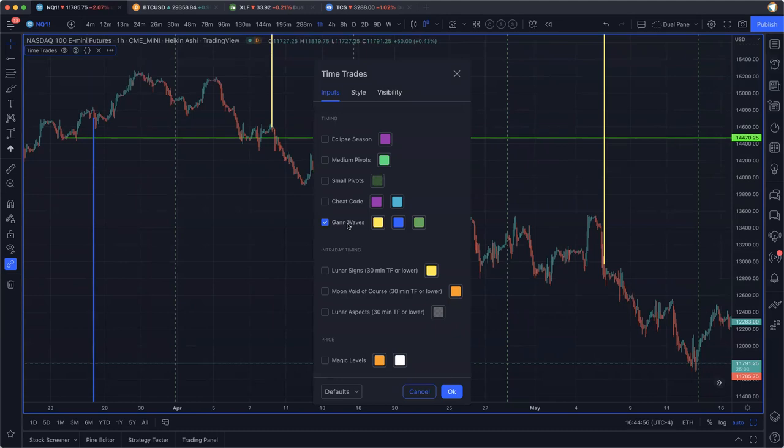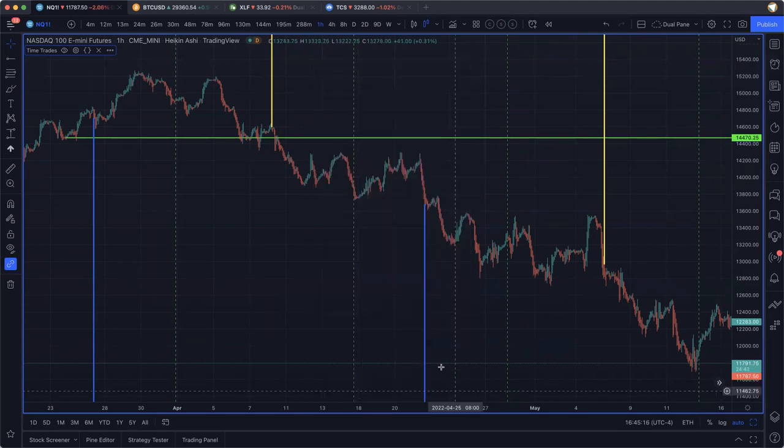Okay, so next, let's take a look at the intraday timing items. So we've got 3 intraday timing items. These only appear on 30-minute timeframes or less to avoid chart clutter. So let's turn on Lunar Signs. We'll do all 3 of these at once. Lunar Signs, Moon Void of Course, and Lunar Aspects.